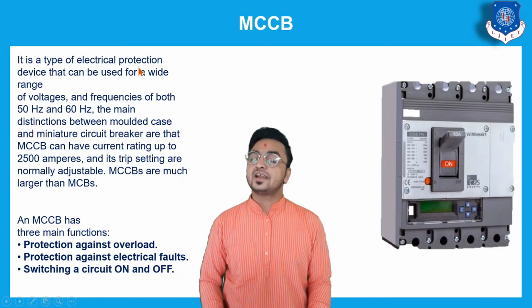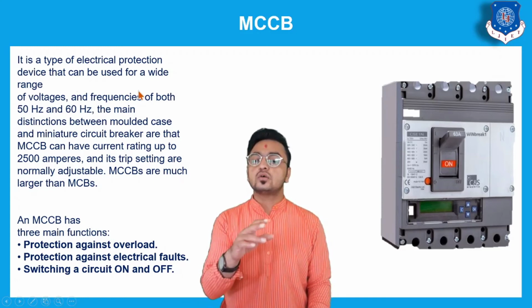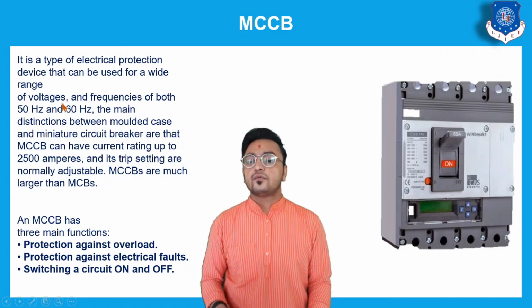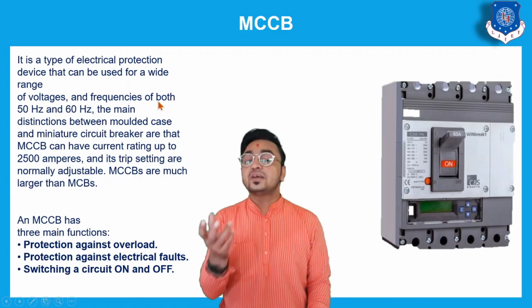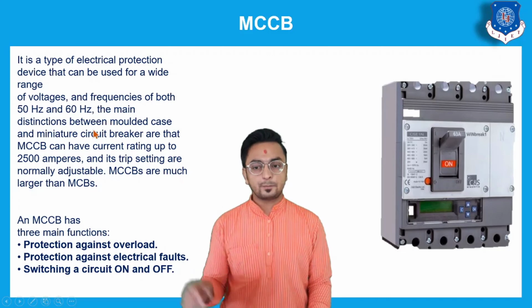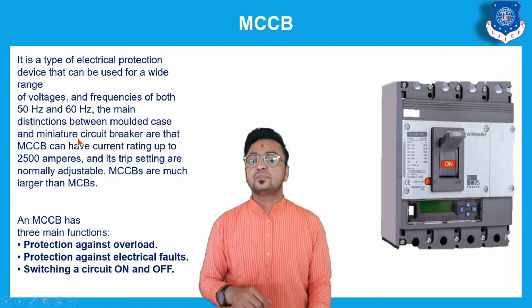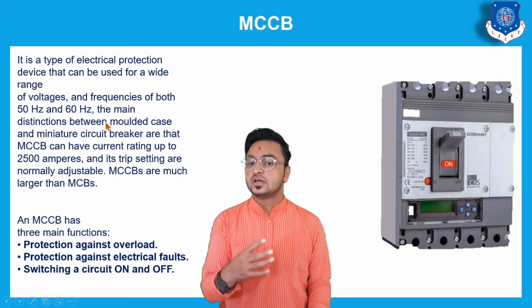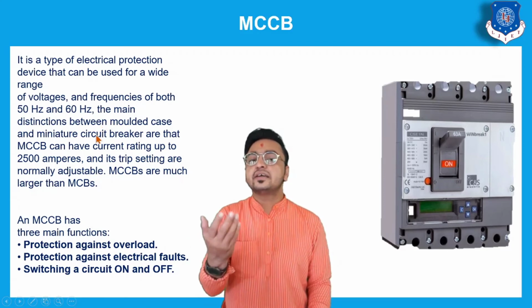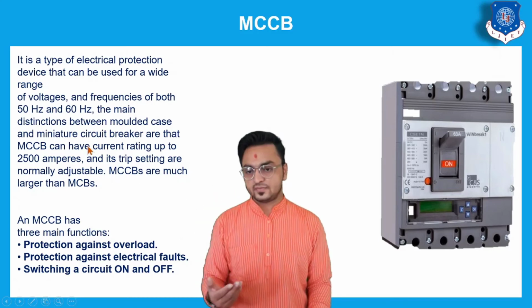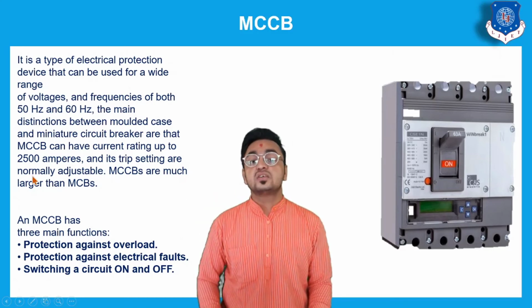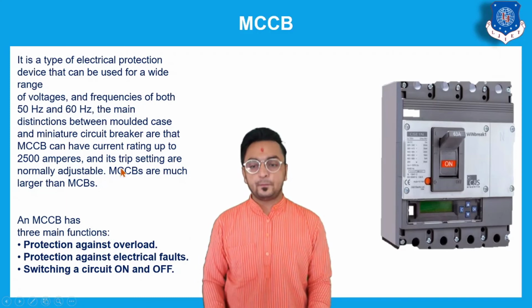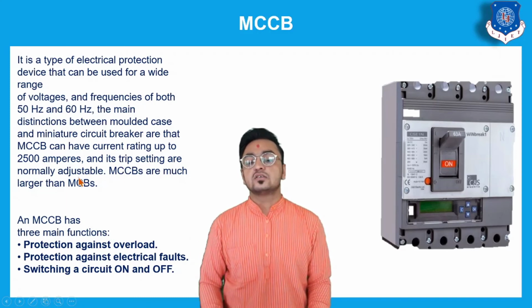Now, it is a type of electrical protecting device that can be used for a wide range, as I mentioned, of voltage and frequency, both 50 Hz as well as 60 Hz. The main distinction between the MCCB and MCB is that the MCCB can have a rating up to 2500 amperes. Normally we use MCB nearby 100 to maybe 125 ampere, and here we can use MCCB up to 2500 amperes, and its trip settings are normally adjustable.